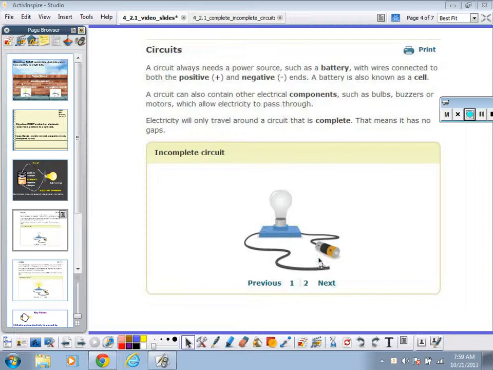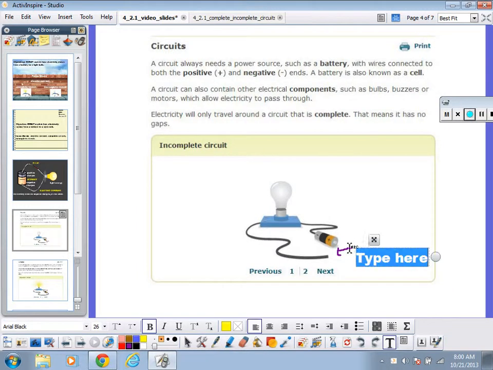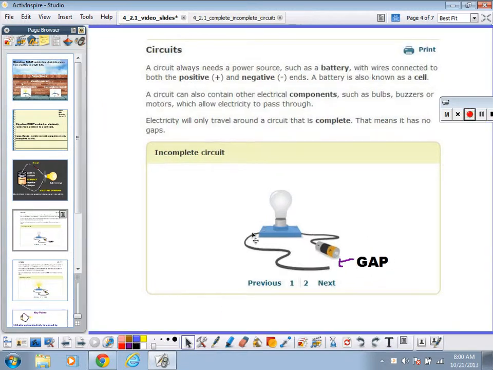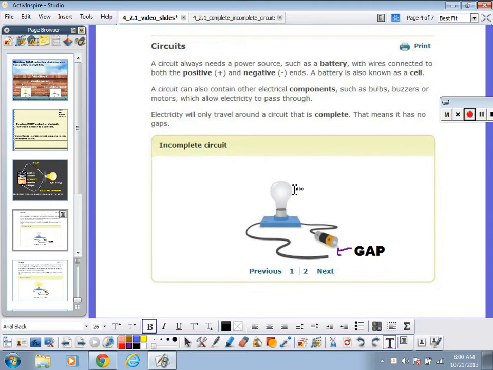A circuit can also contain other electrical components such as bulbs, buzzers, or motors, which allow electricity to pass through. So when this is connected, the electricity will pass through the bulb and the electricity will make the light bulb turn on. But electricity will only travel around the circuit that is complete. That means it has no gaps. So right here, there is a big hole. You see that? That is a gap. And electricity is not going to be able to go through that gap. So that's why the light bulb is not on.